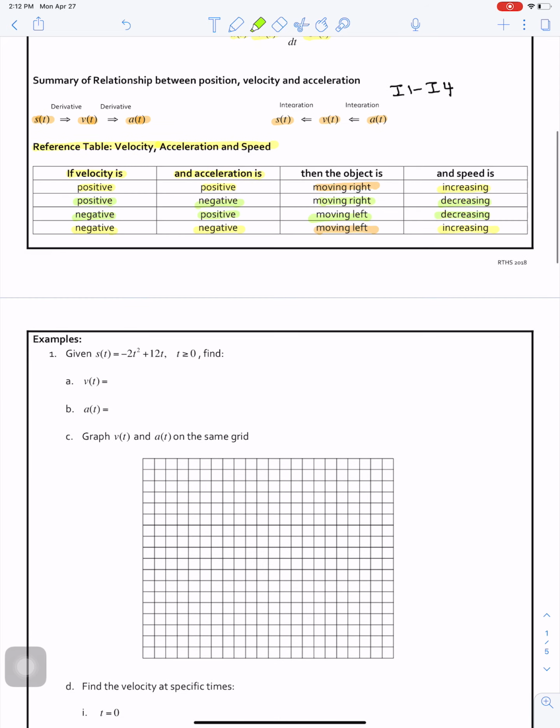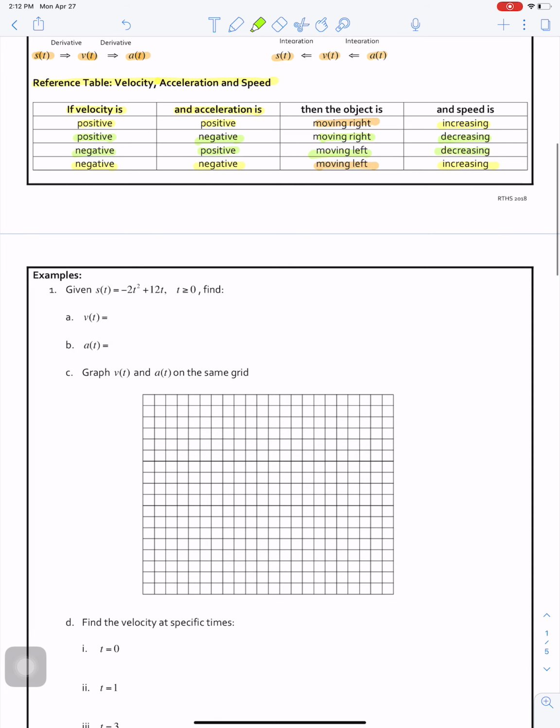Okay, so we're going to go through and do a couple of examples here. I give you a position function, and we're interested in time being positive. So how do I find the velocity function? I take a derivative, so -4t plus 12. To get my acceleration, I take one more derivative, which is -4.